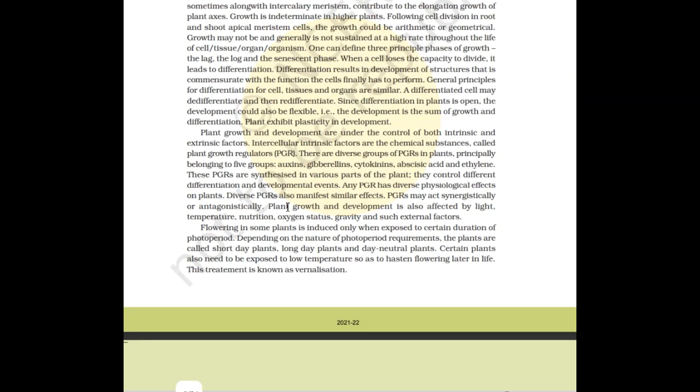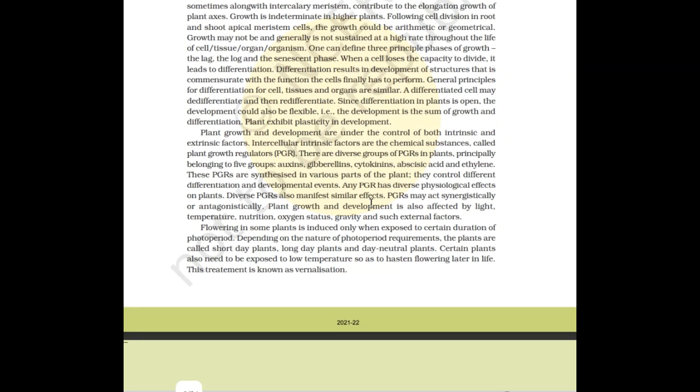Any plant growth regulator has diverse physiological effects on plants. Diverse plant growth regulators also manifest similar effects. Plant growth regulators may act synergistically or antagonistically. Plant growth and development is also affected by light, temperature, nutrition, oxygen status, gravity, and such external factors.